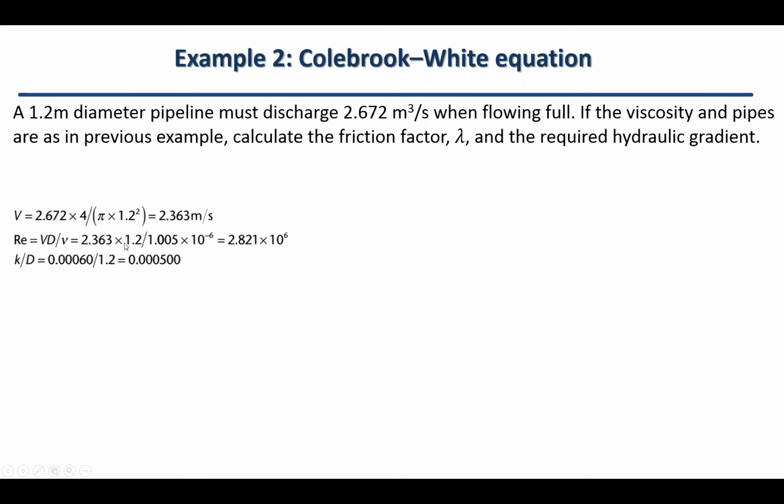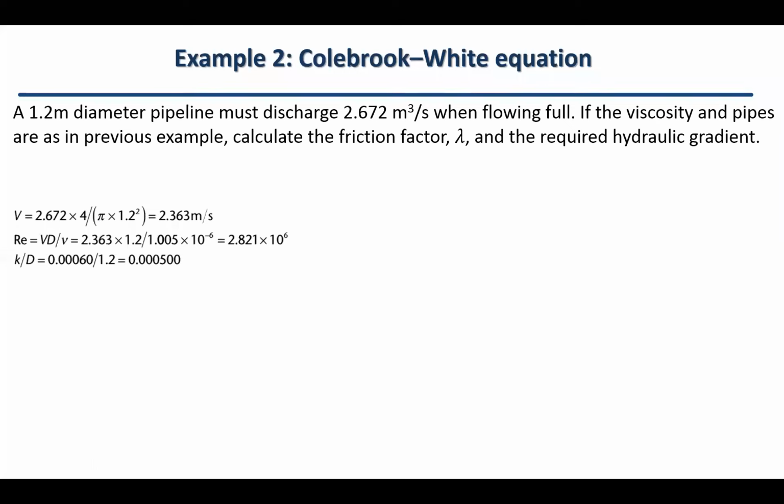Reynolds is V D over nu. V is calculated here. D is 1.2 meters, divided by nu. The viscosity is 1.005 times 10 to the minus 6. This comes from the previous example, where the previous example's assumptions are in place. So Reynolds can be calculated as 2.821 million. It is dimensionless. There is no dimension for that.